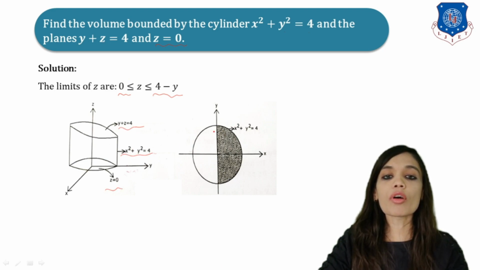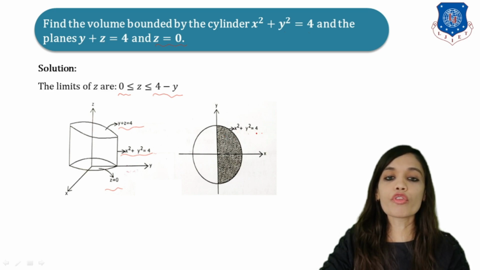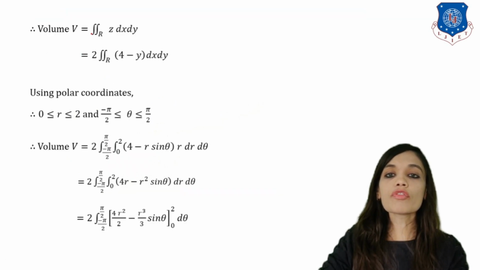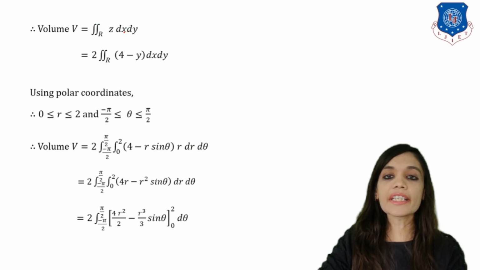So our region is bounded by the cylinder and these two planes, right? So what will be formed? A circle x square plus y square equals 4, right? So this is the region where our volume is to be derived, right? So let us find the volume. So, volume V will be given by double integral over R z dx dy. So, it will be equal to 2 times double integral over R. Now, z is what? 4 minus y dx dy.